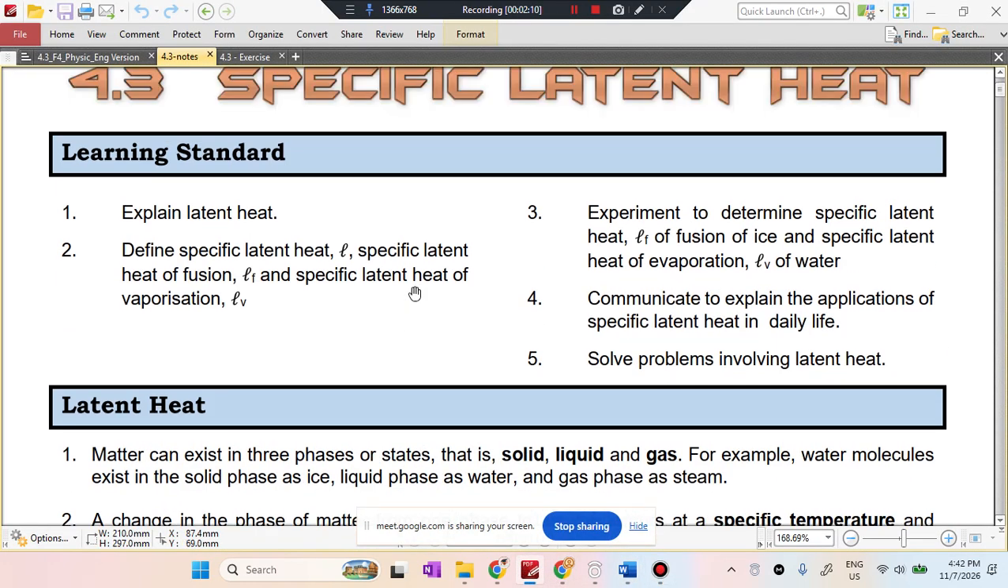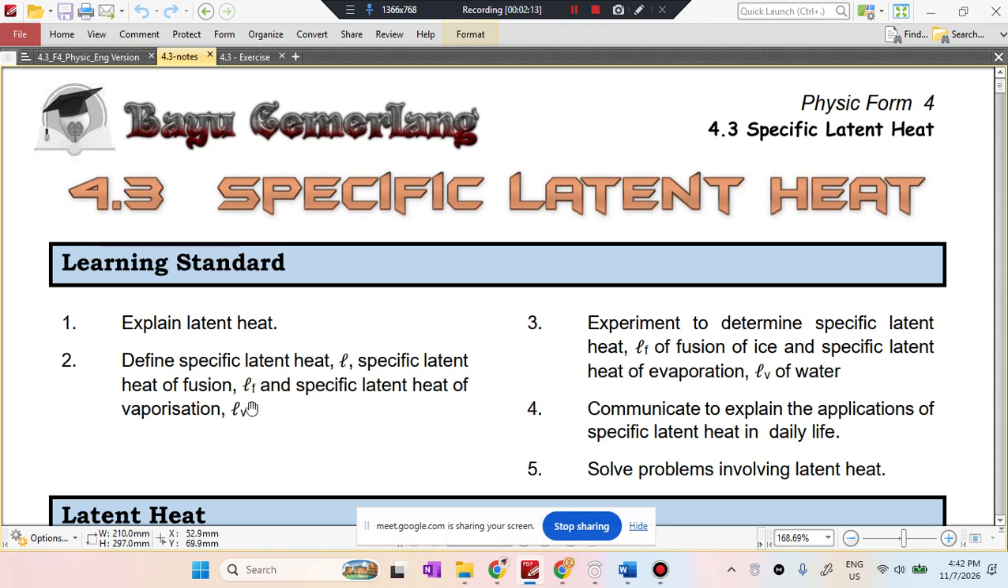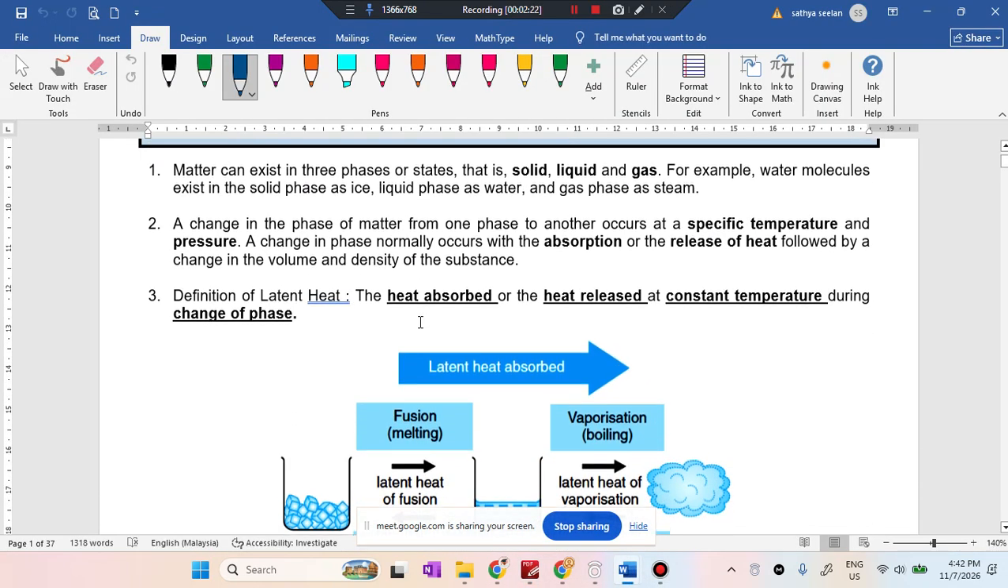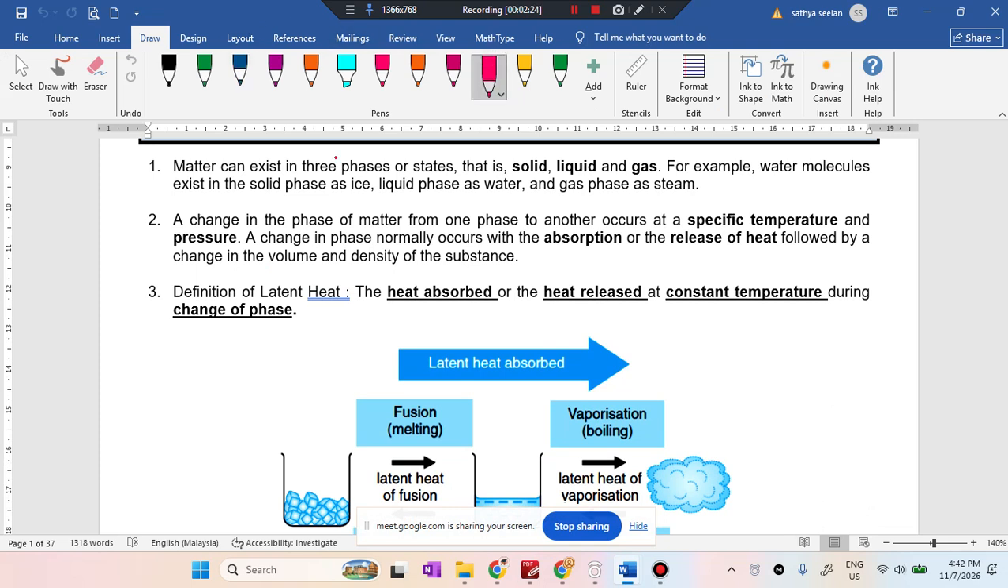Before you understand latent heat, specific latent heat, you must first know what latent heat is. Now, let's go to the subtopic. Matter can exist in 3 states, 3 phases. We all know this, right? Solid, liquid, gas. For example, water in the solid phase we call ice, in liquid we call water, and in the gas phase we call steam.